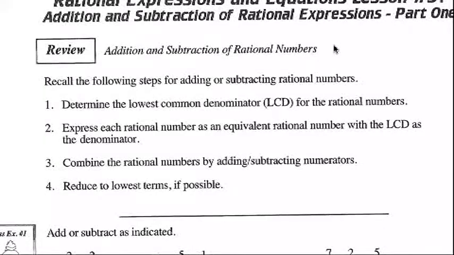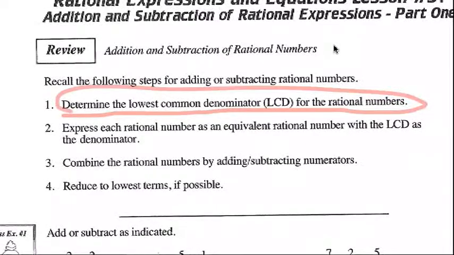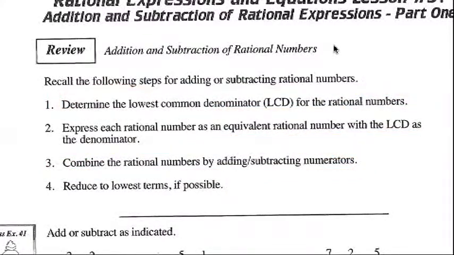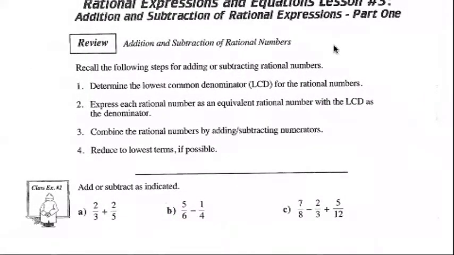Some of the rules that we need to remember when we're doing that: we need to determine the lowest common denominator for the rational expressions or the numbers. We need to express each rational number as an equivalent rational number with the lowest common denominator as the denominator, which means we need to convert those fractions to the common denominator if need be. Combine the rational numbers by adding and subtracting the numerators, keeping the denominator the same, and then reducing to lowest terms if possible. Okay, so that's the process for basically adding and subtracting fractions.